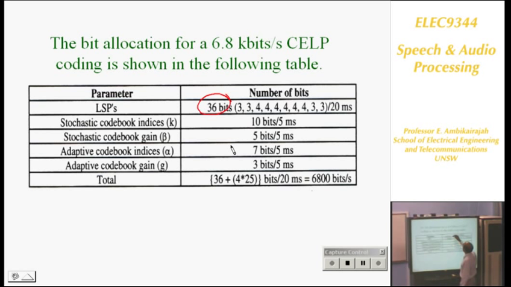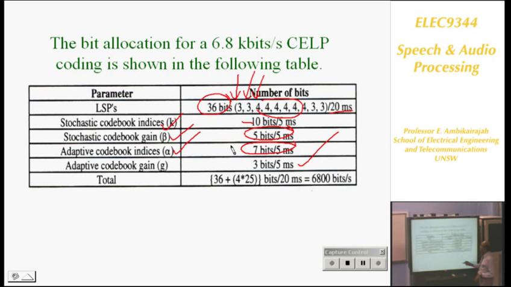36 bits you need. 3 bits for the first coefficient, 3 bits, second, fourth, and you can see these bits are more sensitive, so you need more bits for a 20 millisecond frame. Stochastic codebook index needs K, which is 10 bits, because there's 1024 levels there. Stochastic codebook gain, they worked out 5 bits is more than sufficient. Adaptive codebook indices is only small, 7, because 7 bits is more than enough to cover between 147 to 40 samples. Adaptive codebook gain is 3.